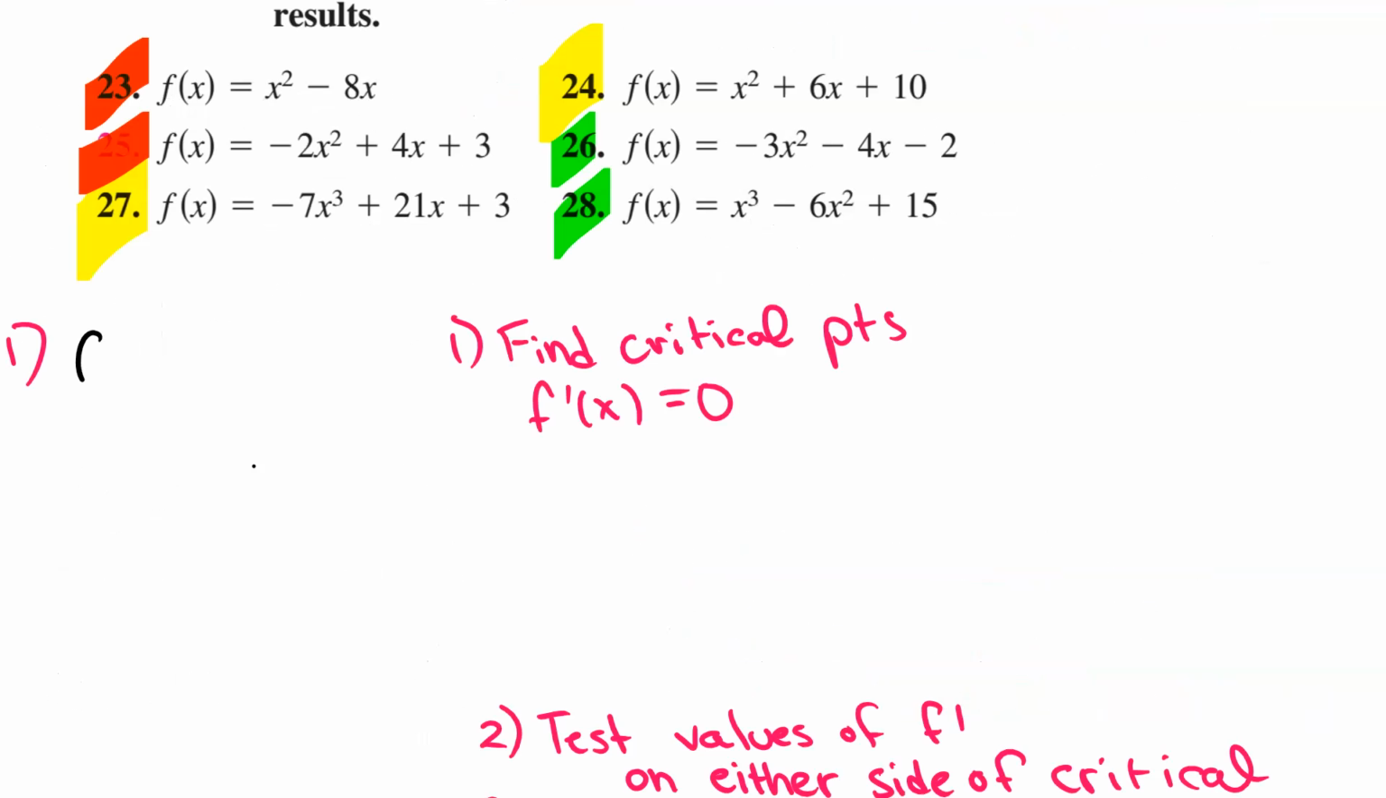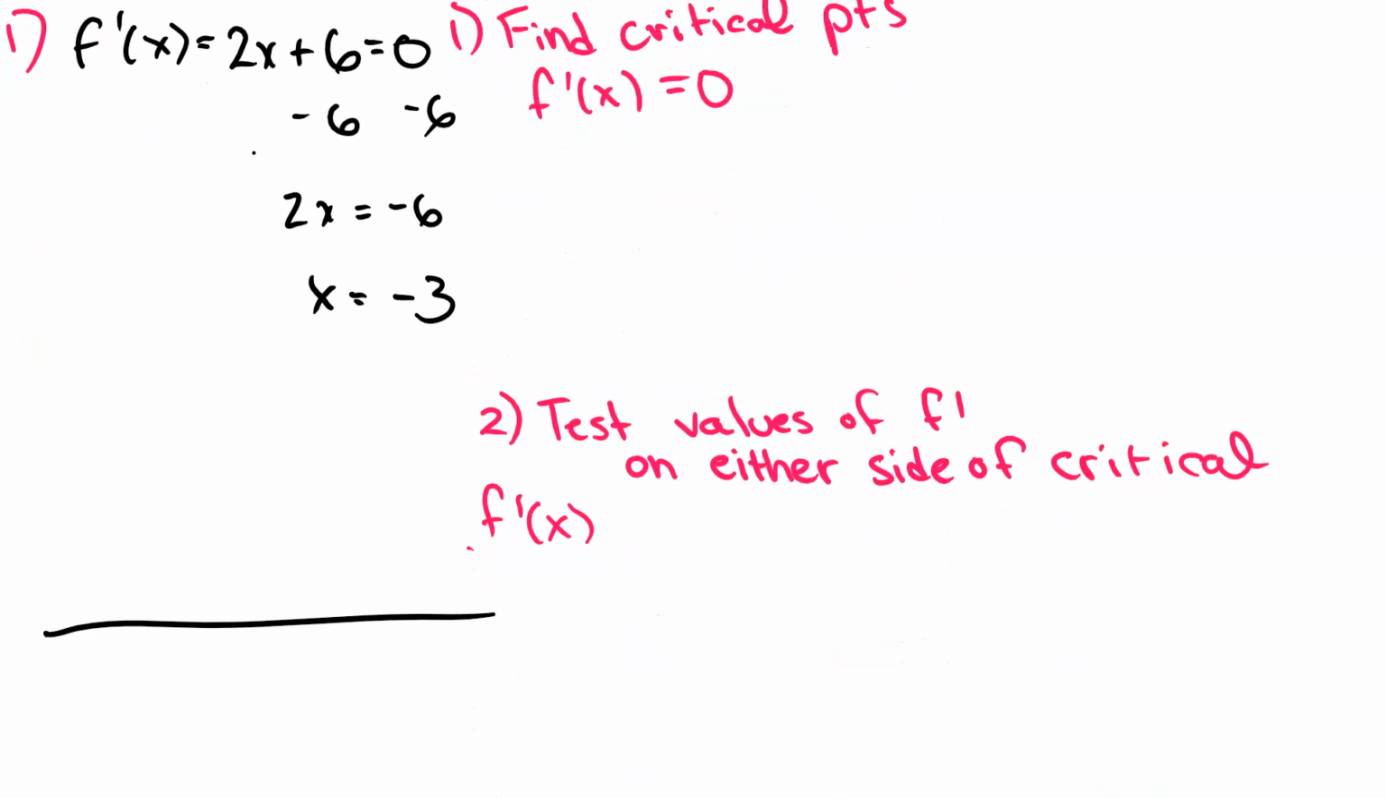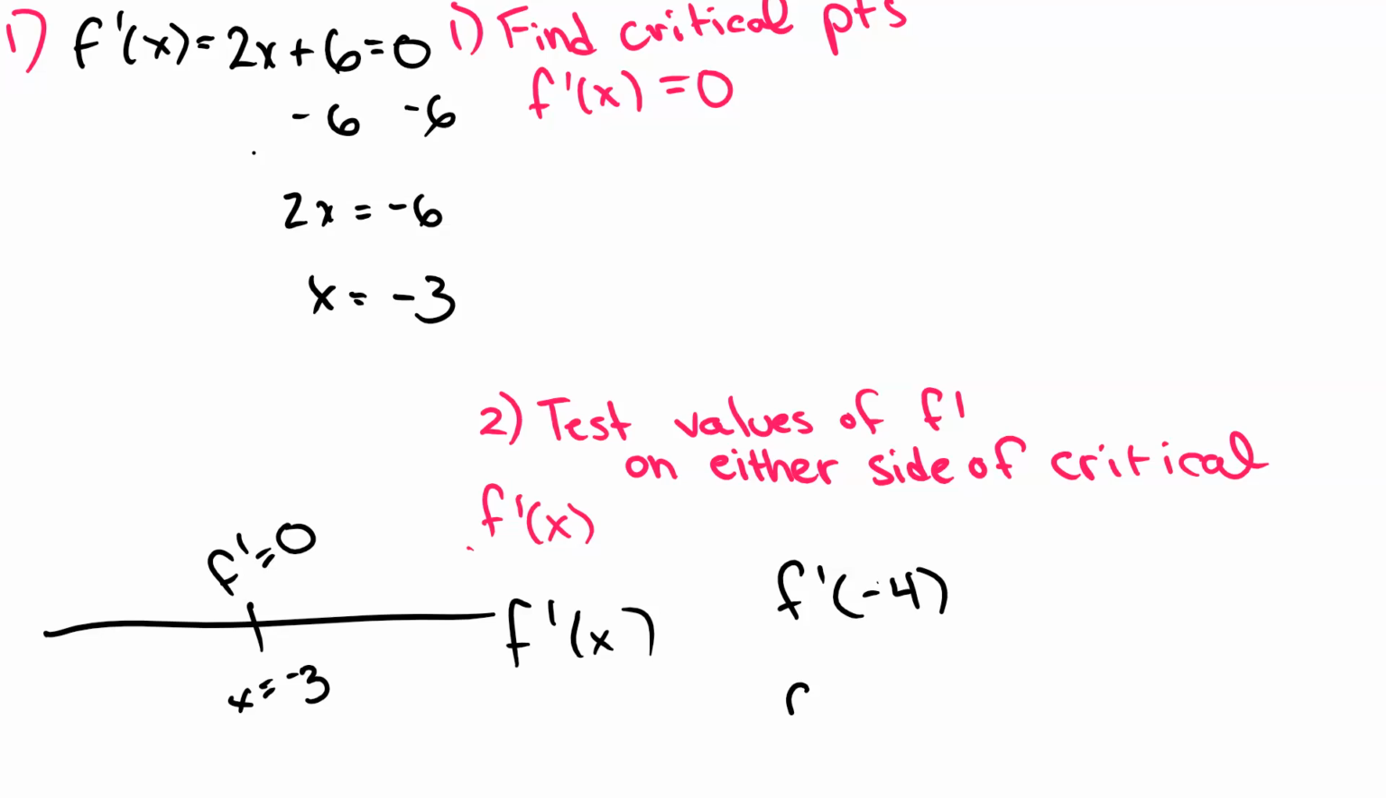All right, so the derivative of 24, we have 2x plus 6, set it equal to 0. We got x equals -3. We make our number line. At -3, our derivative is 0. We need to test values on either side. So to the left of -3, I'll do -4. To the right of -3, I'll test 0.